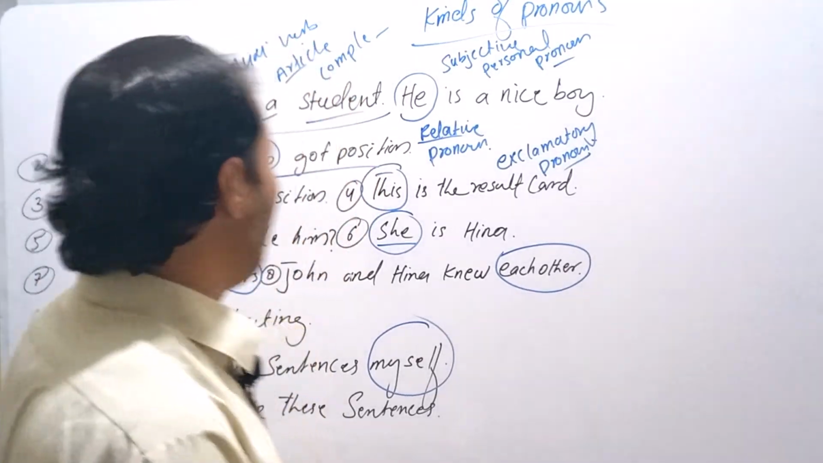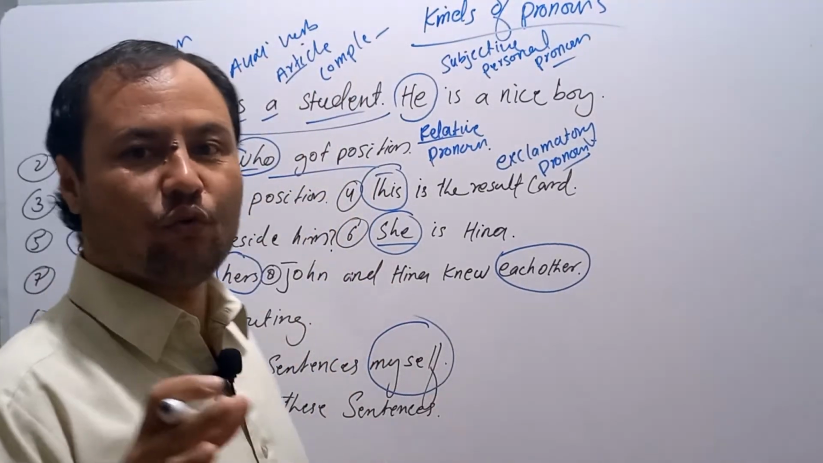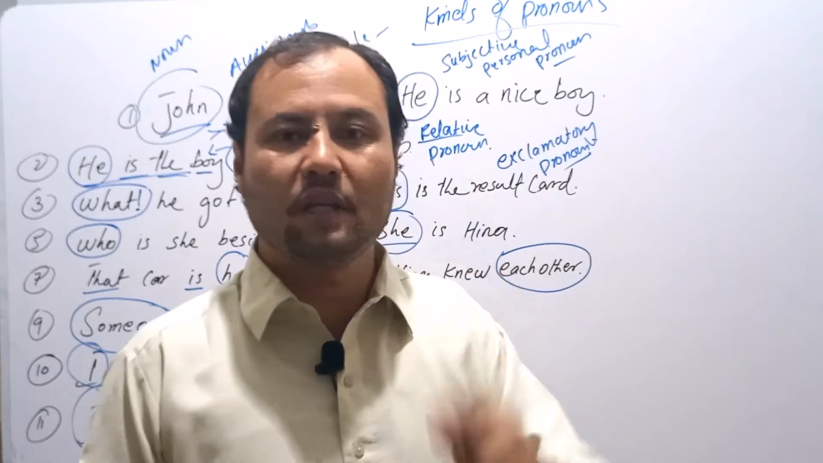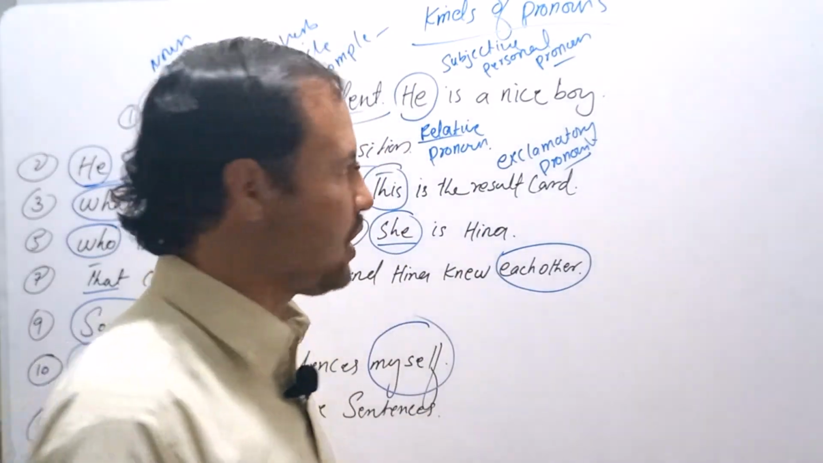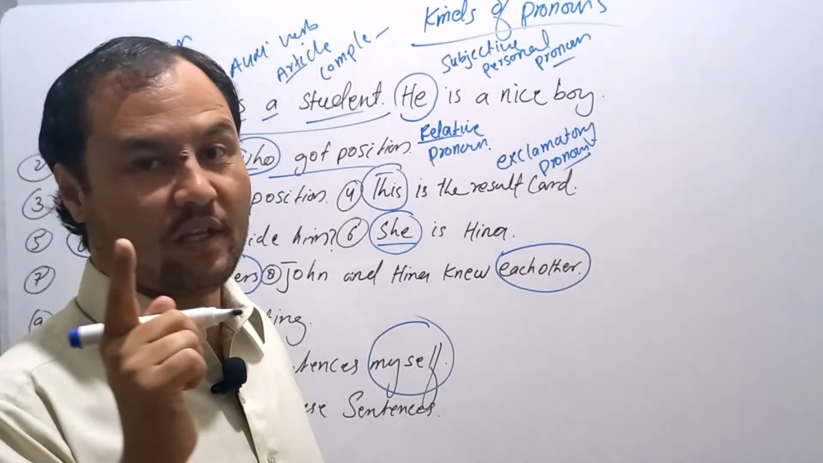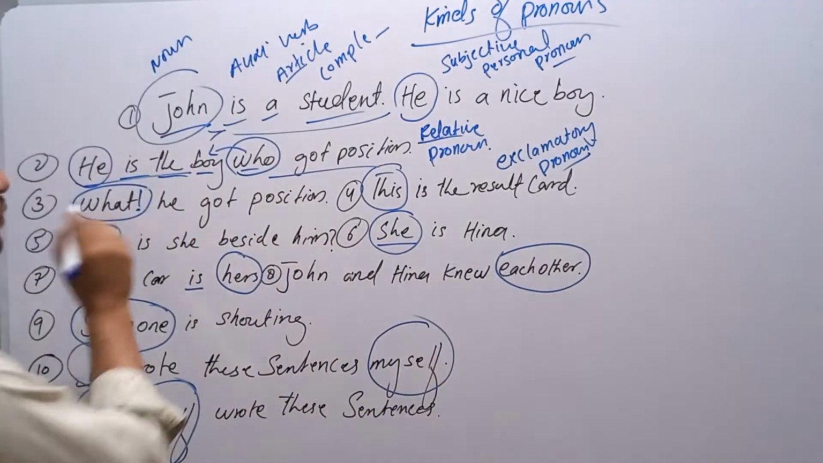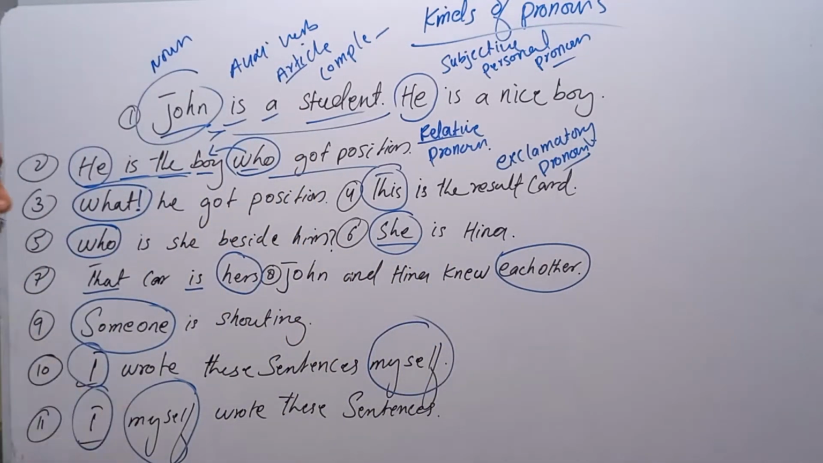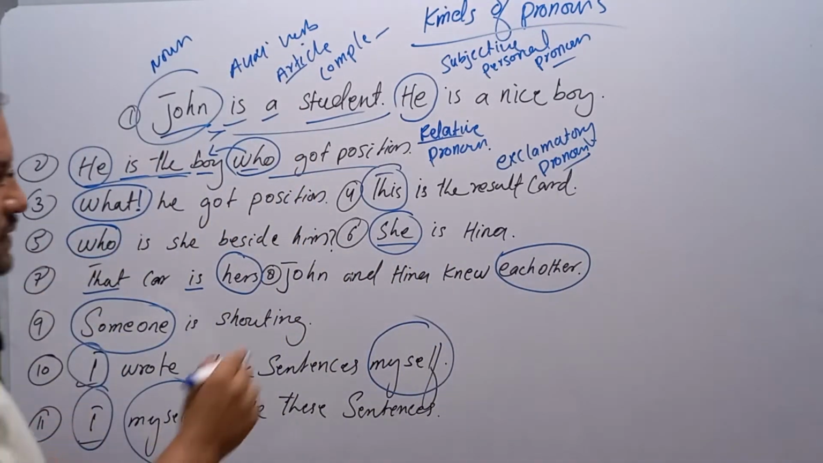What is used as a pronoun? So any pronoun which shows our sudden feeling, we call it an exclamatory pronoun. And there is only one exclamatory pronoun, that is "what." Got it? Okay, we'll move to the next sentence.